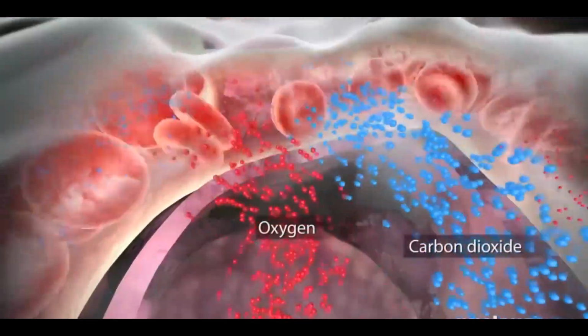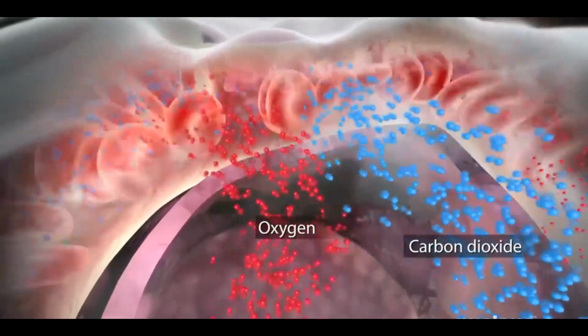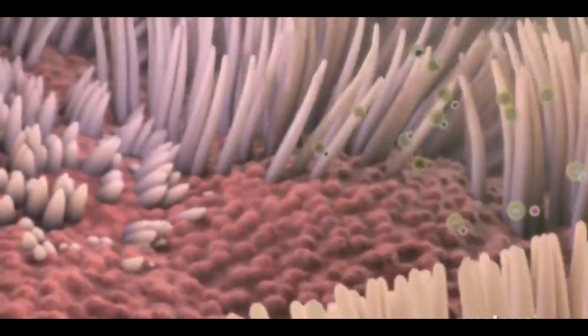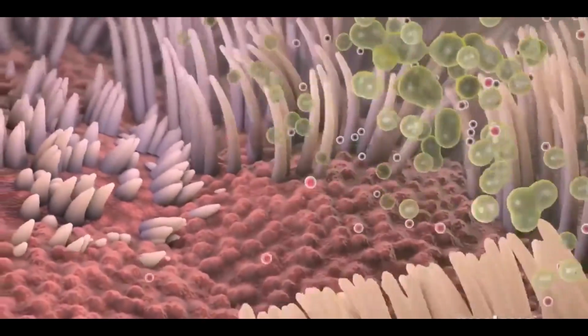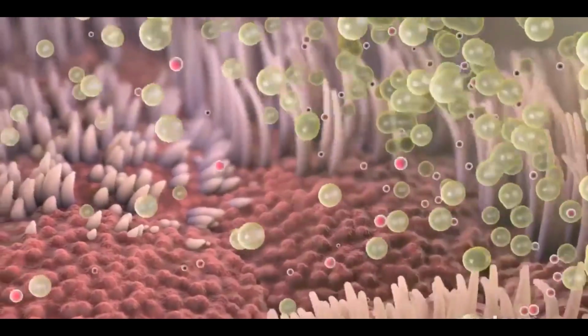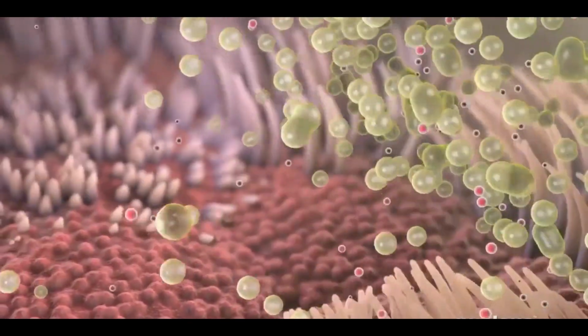Oxidative stress. Exposure to cigarette smoke and other pollutants generates an increased amount of free radicals and reactive oxygen species, ROS, in the lungs. This oxidative stress causes further damage to lung tissue and exacerbates inflammation.